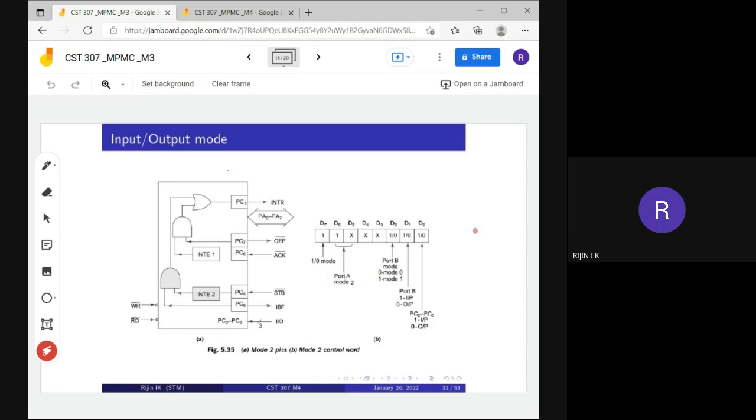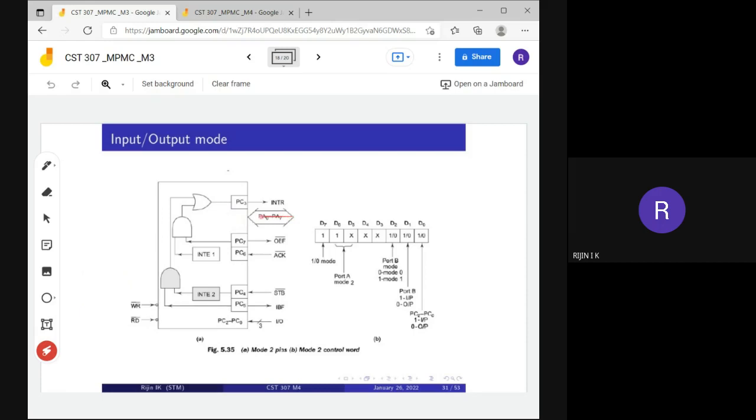So mode 2 means it can act as both input and output operations. Suppose an external device is connected here, consider that. Here this is our processor. Okay, suppose it is an input operation, that means data is coming from the external device to the processor. Then what it will do, first the external device will place the data to the input buffer.